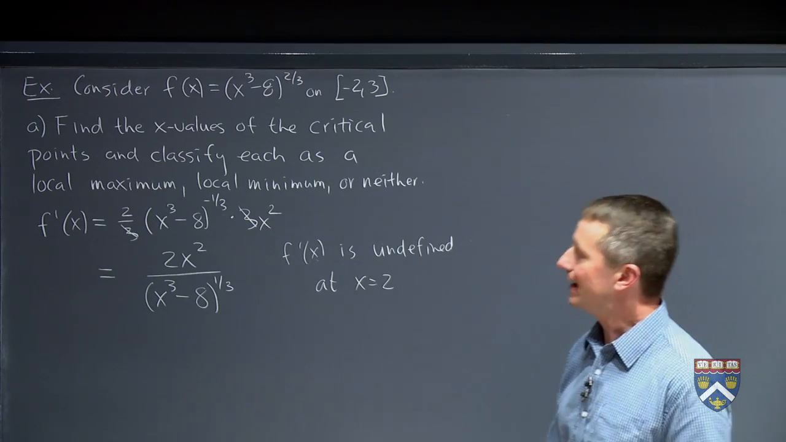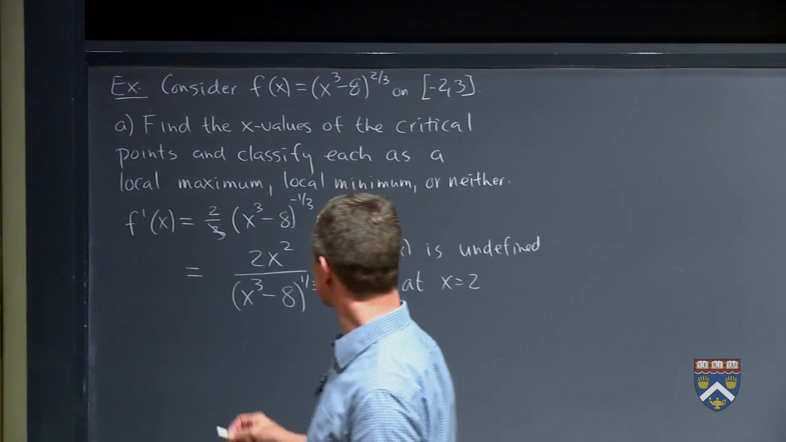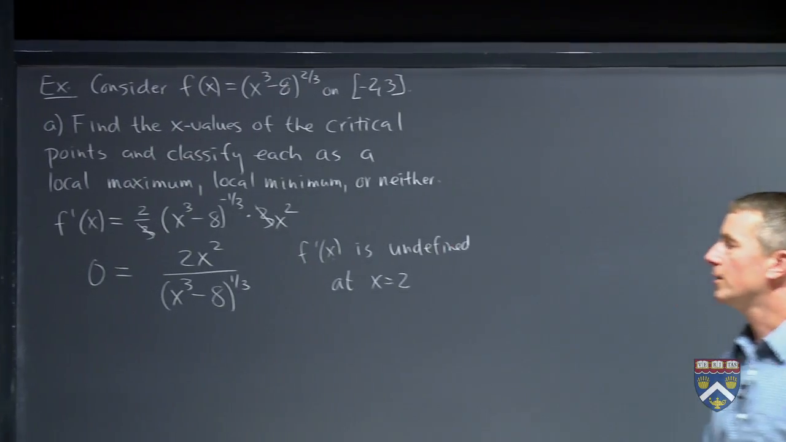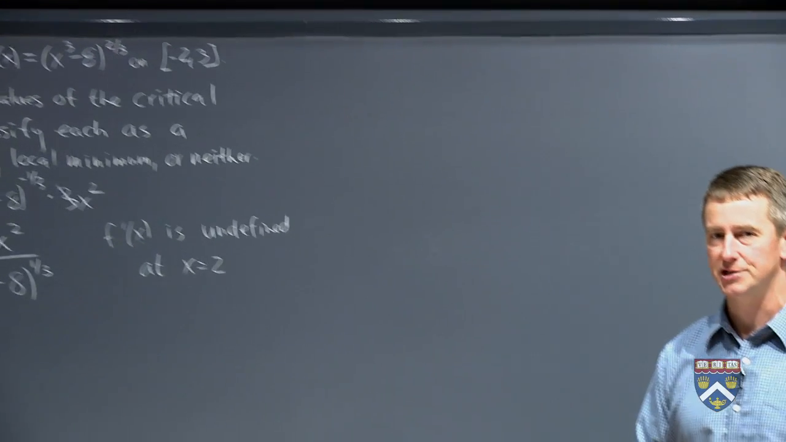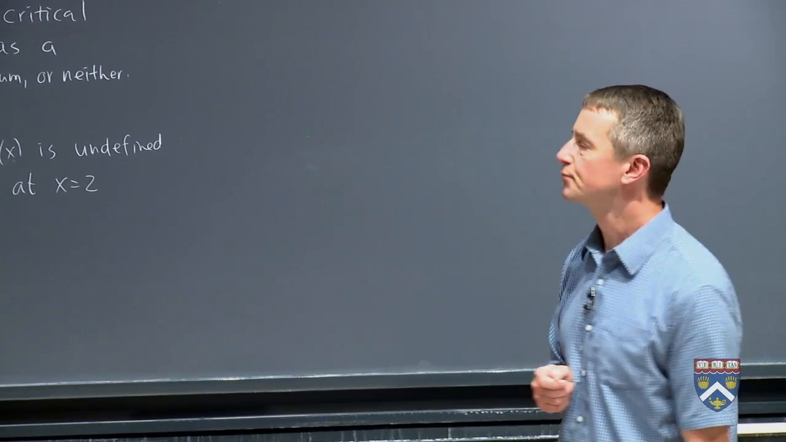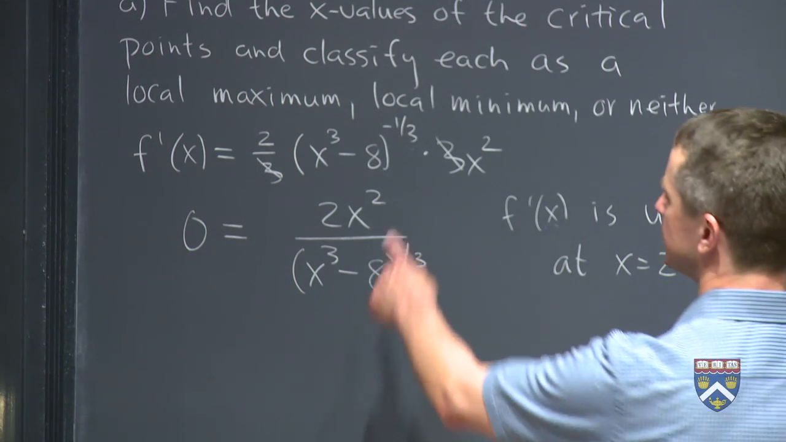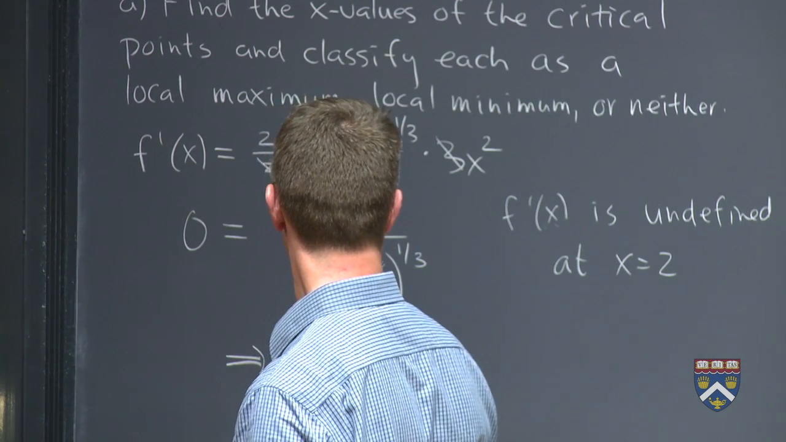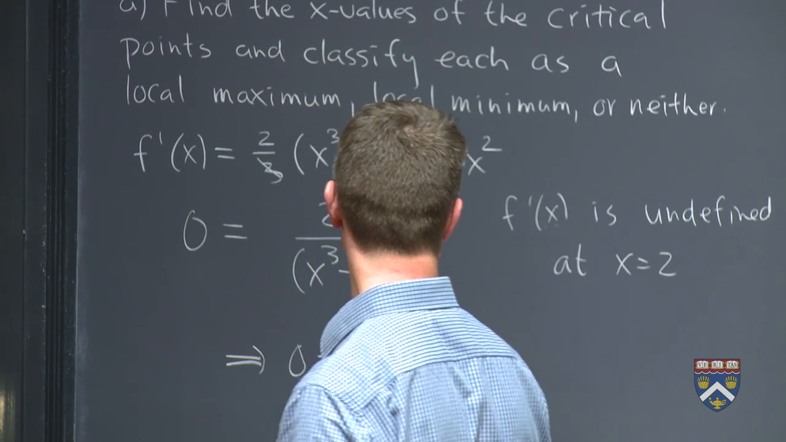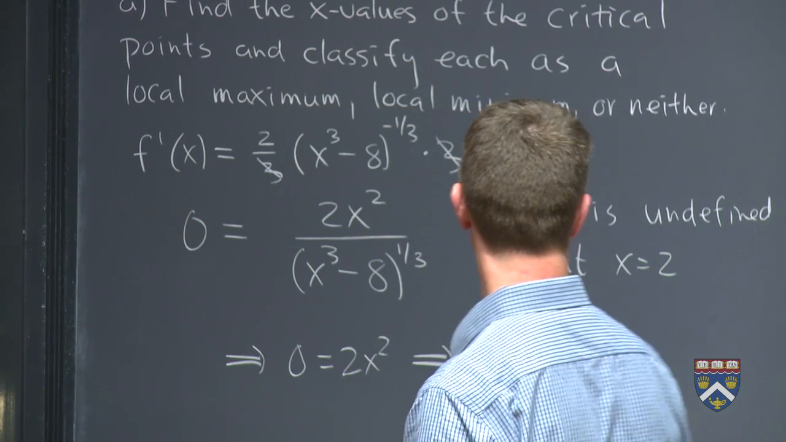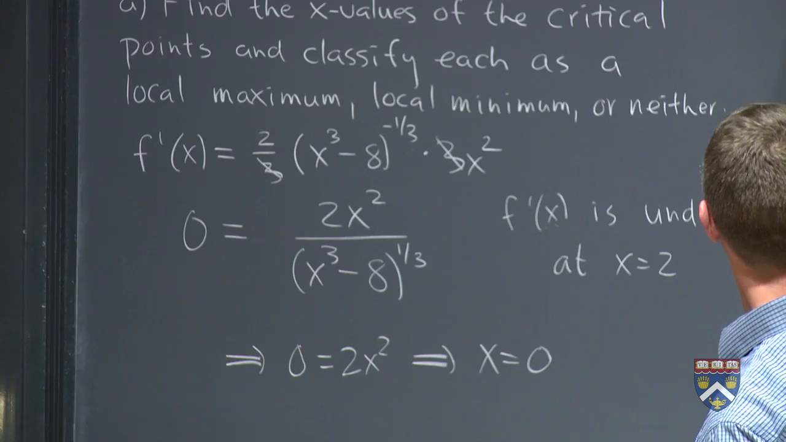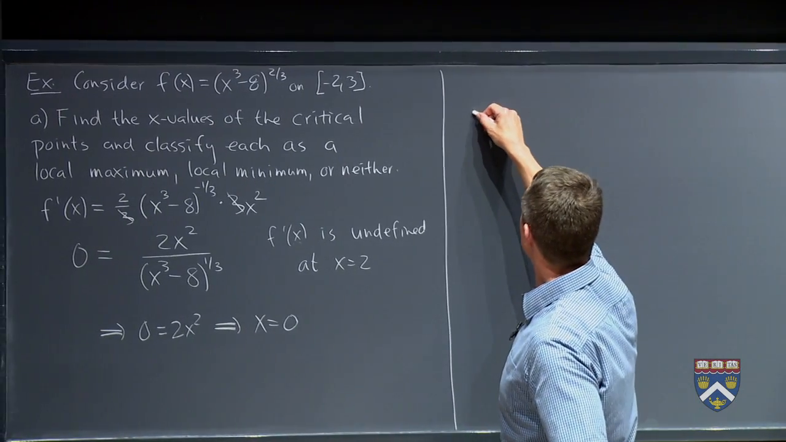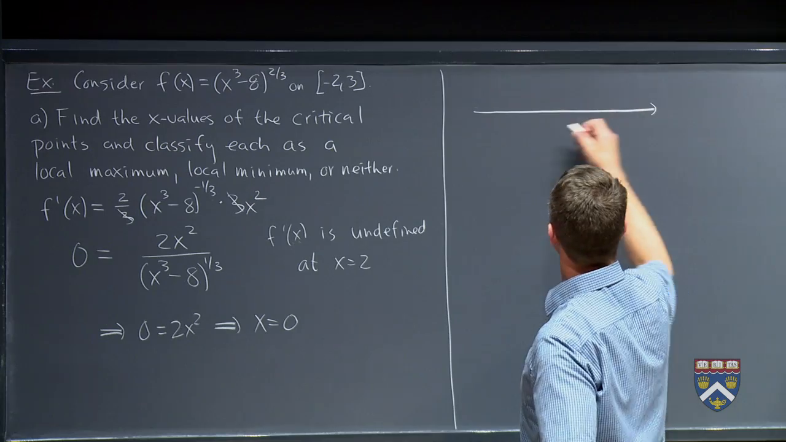And now where is the derivative 0? If I set this equal to 0, if we want a fraction to be 0, what part of the fraction has to be 0, the top or the bottom? It's the top, right? So this means that 2x squared is 0, which means that x equals 0. So those are our two critical points. We're going to want to put those on our number line: 0 and 2.